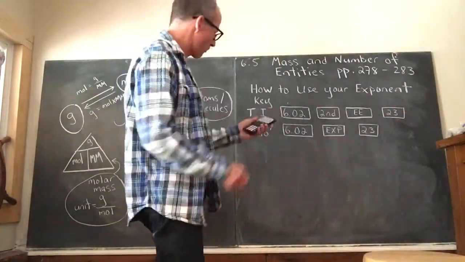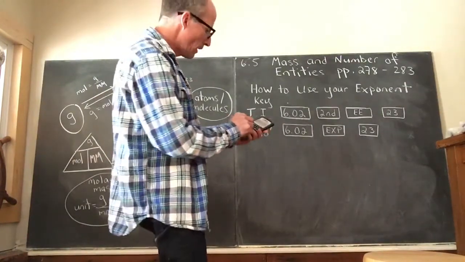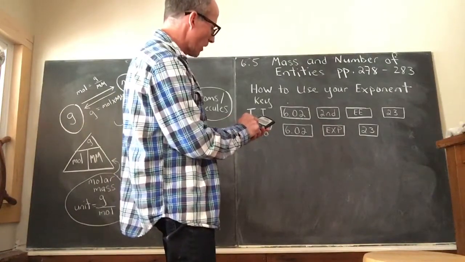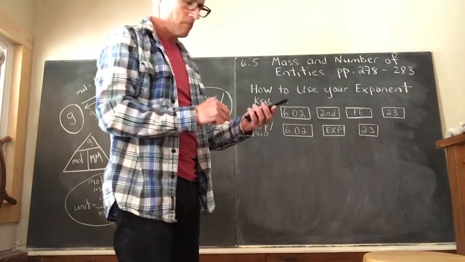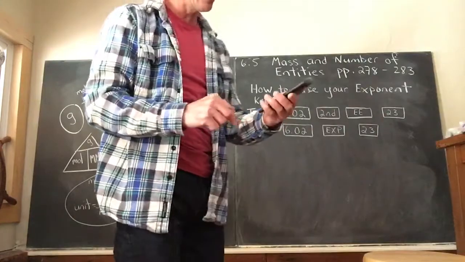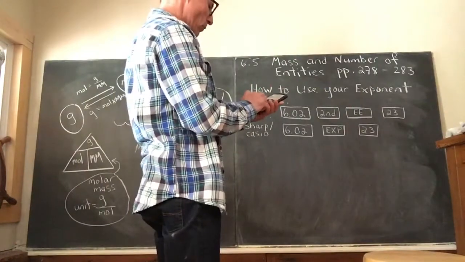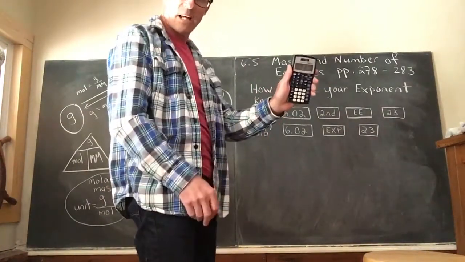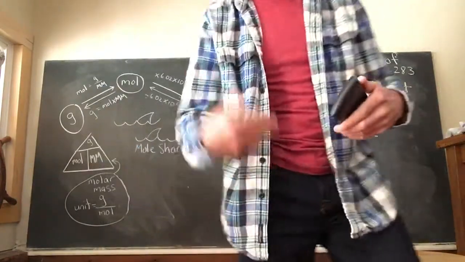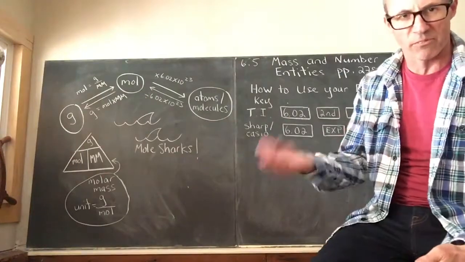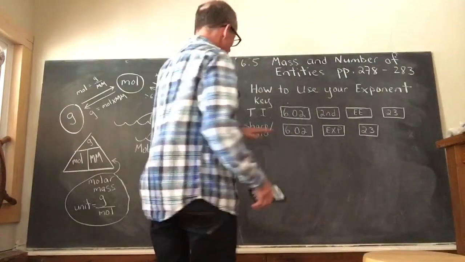Well, in my case, with my Texas Instruments, I'm going to type in 6.02, second function, which is in the top left corner. Then I've got to find the key that says EE. And if I do that correctly, I've got a little E beside my 6.02. And then I can type in 23. So that's how I would get Avogadro's number. Do not use the 10 to the X key because it'll actually get you off by a factor of 10. And that doesn't work.